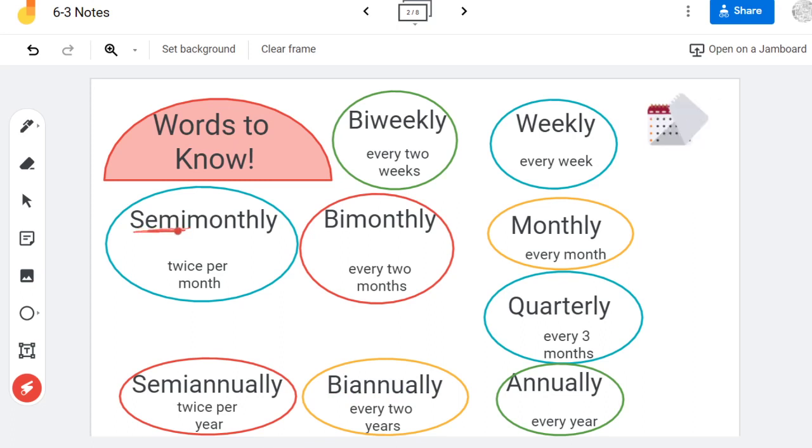The prefix semi tells you it happens twice per that unit of time. So semi-monthly or semi-annually would mean twice per month or twice per year. Annually, of course, means yearly. And quarterly means that it happens every 3 months or 4 times a year. Okay, so be aware of that. Just make sure that you're aware of what bi and semi mean, and you could probably get away with the rest of it.